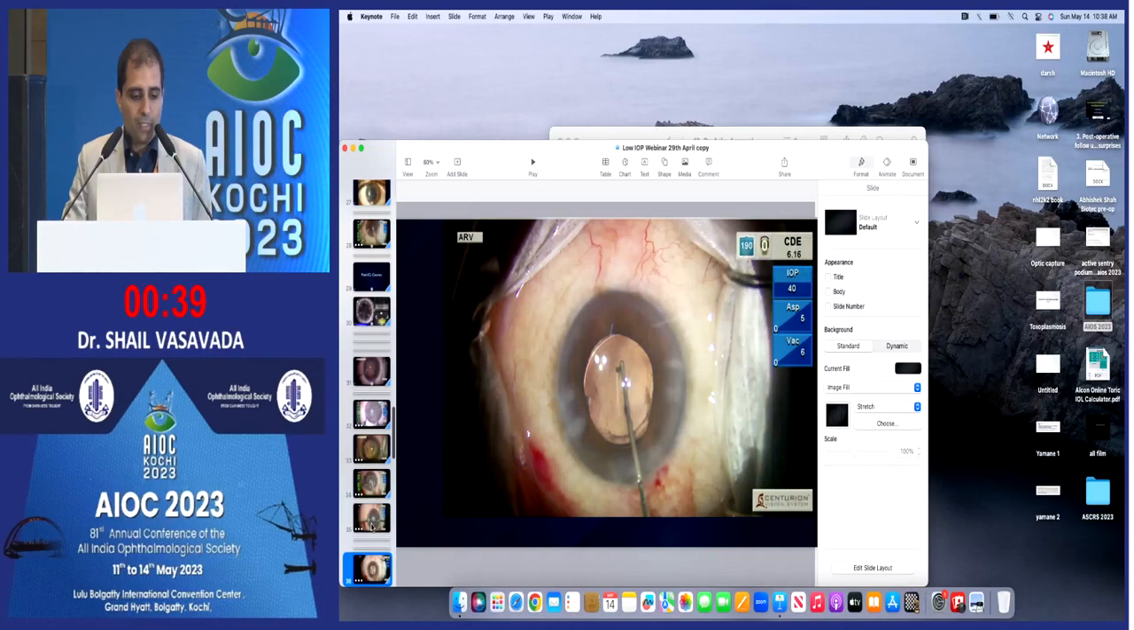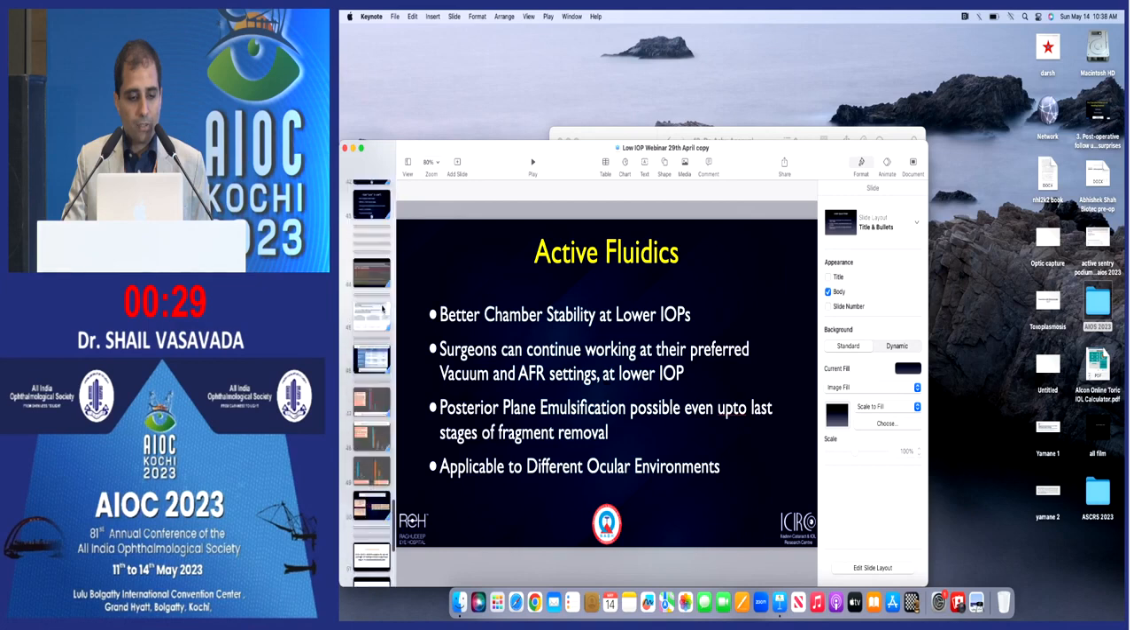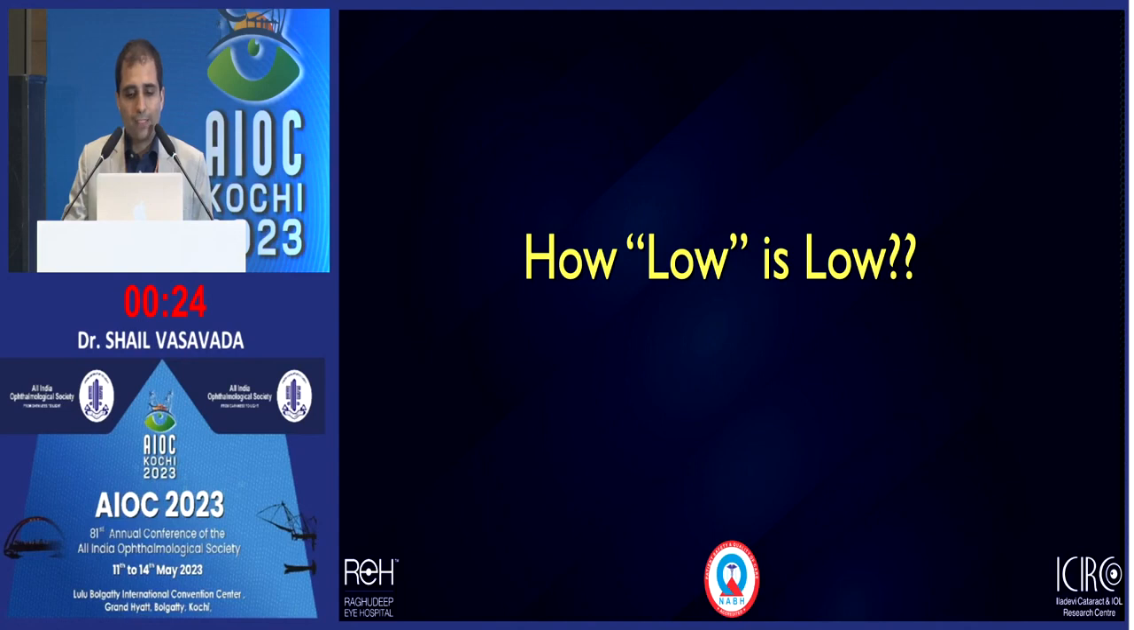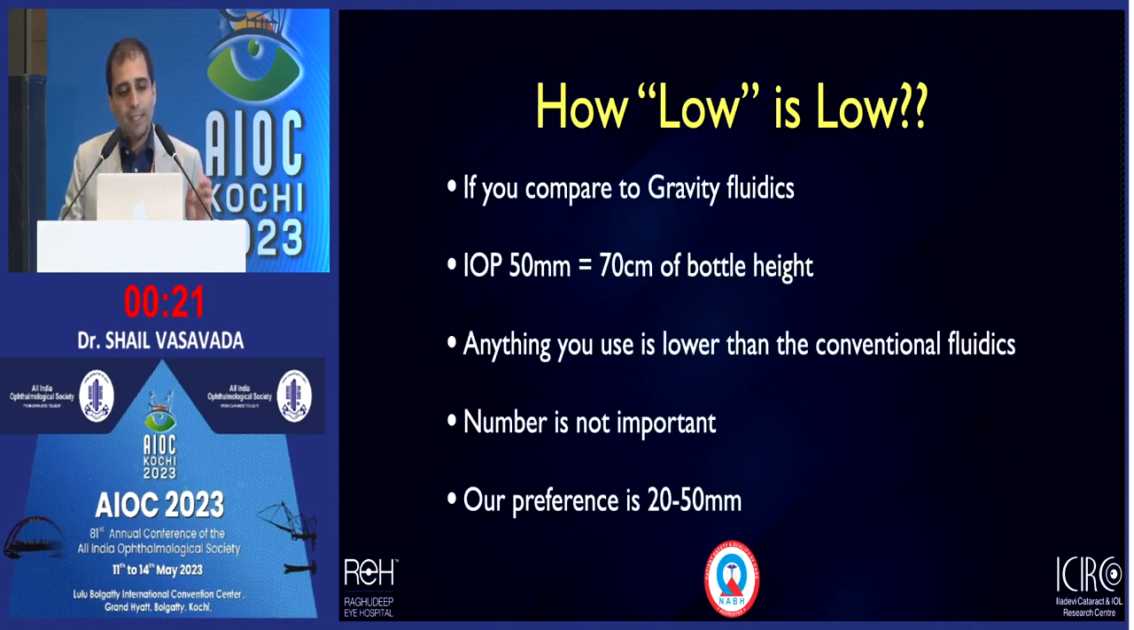So I think if you keep an eye on the intraocular pressure and keep it lower, you'll definitely find that things are improving. How low is low? I don't think there is one fixed number. But if we compare gravity fluidics, even if you use an intraocular pressure of 50, that's equivalent to a bottle height of 70. So anything that you use is lower than conventional fluidics. The number is not very important, and our preference is to work between 20 to 50 millimeters of intraocular pressure.